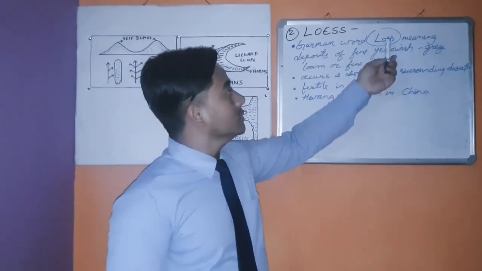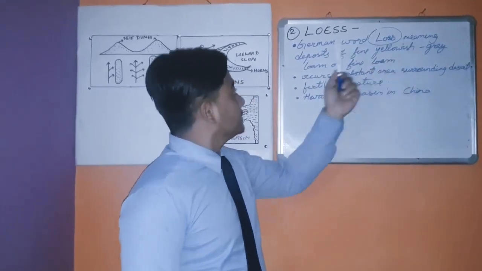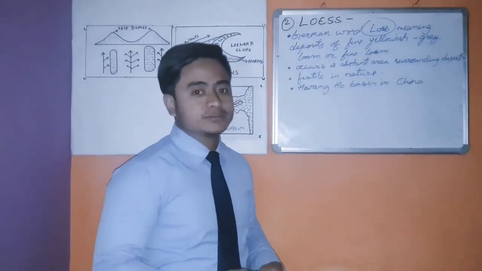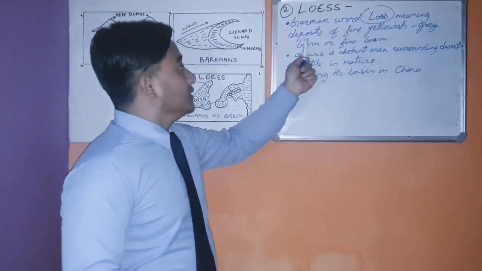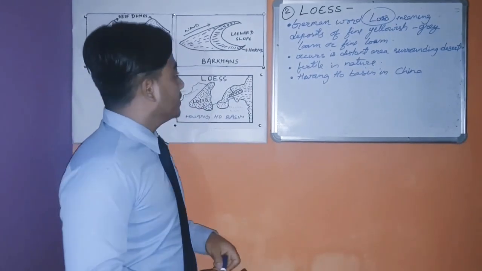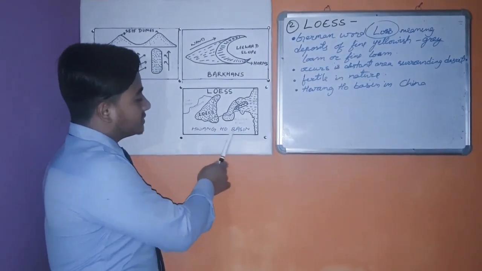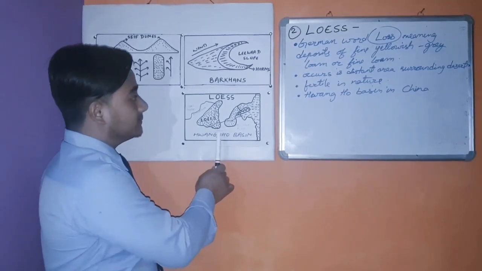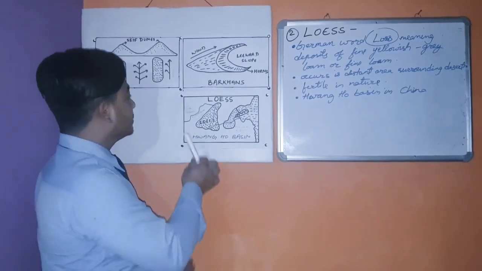Loess is derived from the German word Loess, which means deposits of fine yellowish grey loam. For example, let me explain this in detail with the help of this diagram. As you can see, this is a picture of the Huanghe Basin in northern China. You can see over here the Gobi Desert. The Gobi Desert is located over here.